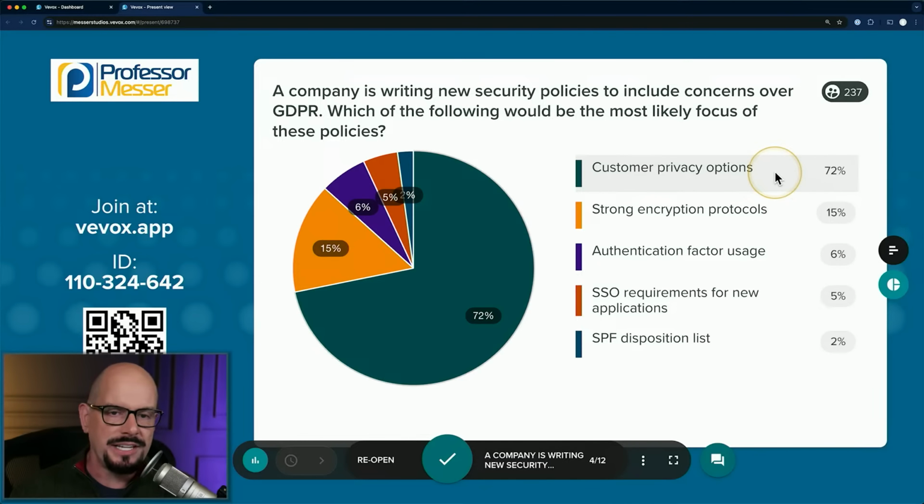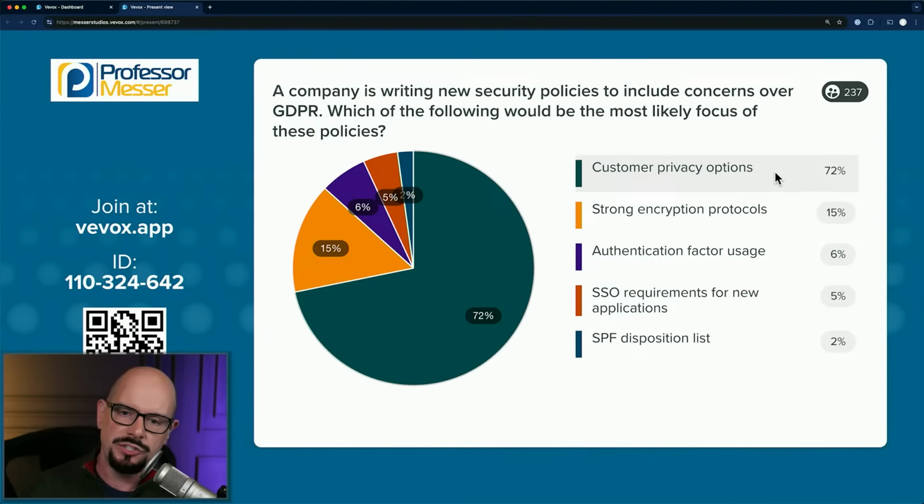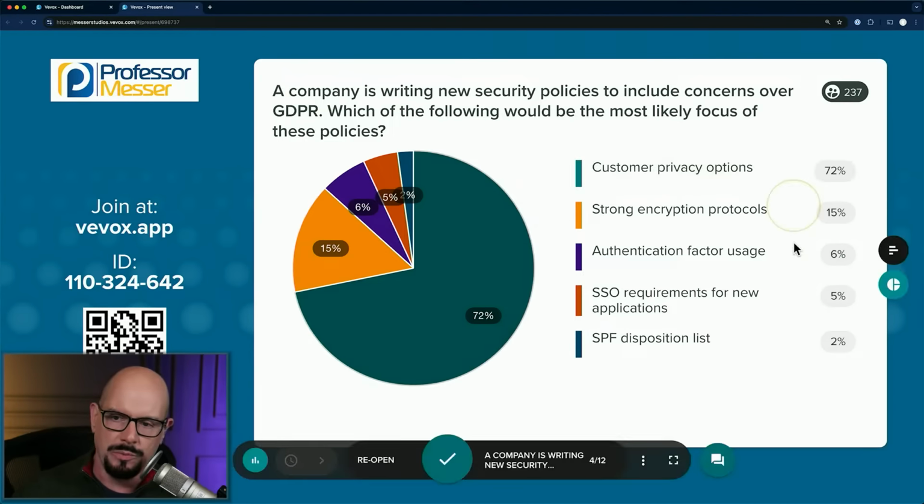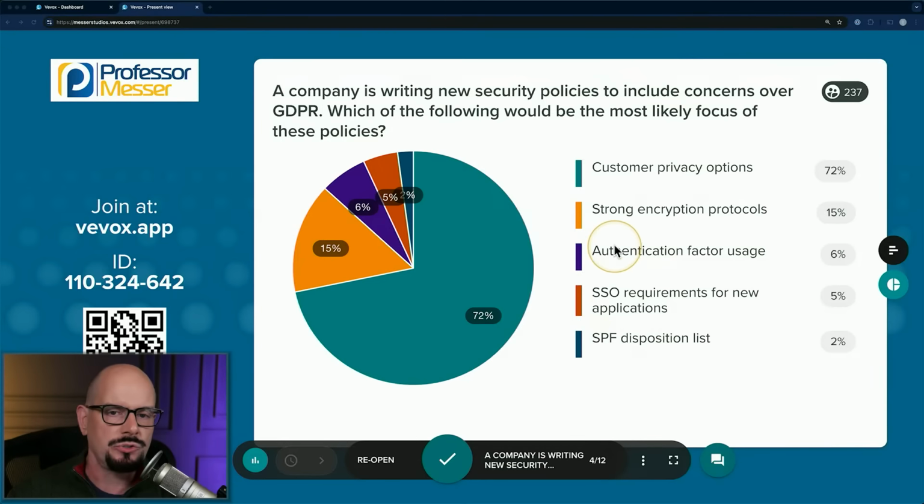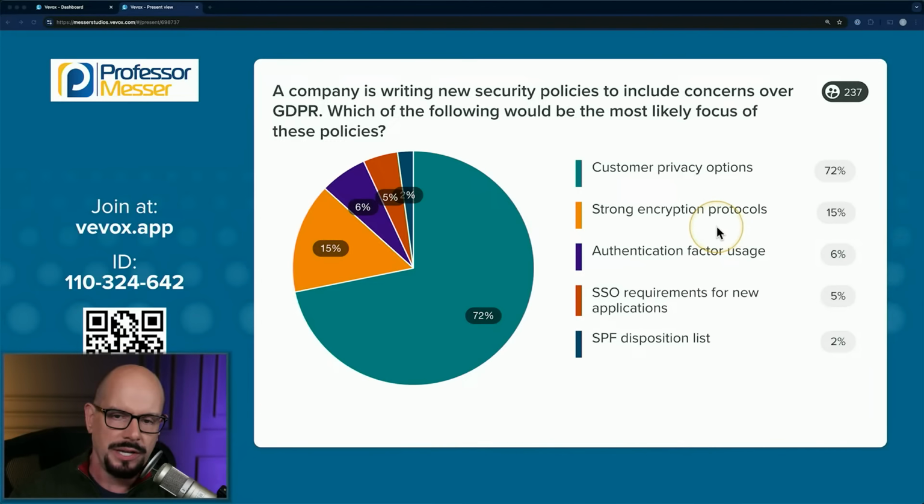You can see that 72% of you say the answer is customer privacy options. We have 15% of you that say the answer is strong encryption protocols. 6% of you say authentication factor usage. 5% say SSO requirements for new applications. And then 2% of you say SPF disposition list. So we have a few here to choose from. Obviously, 72% of you answering customer privacy options is a pretty strong set of answers.